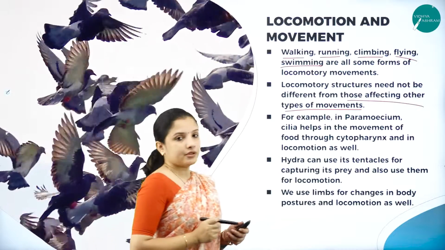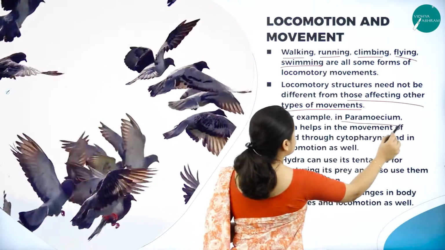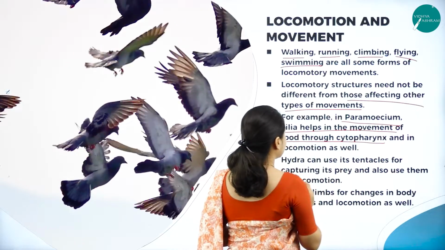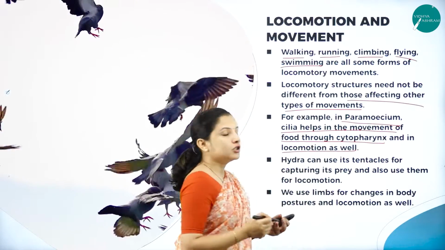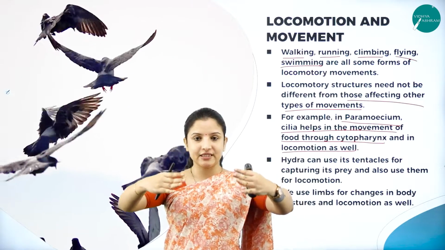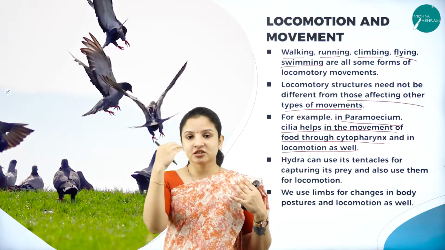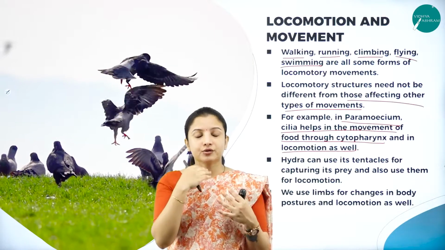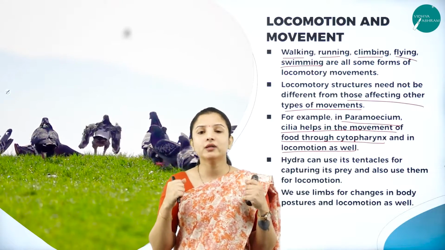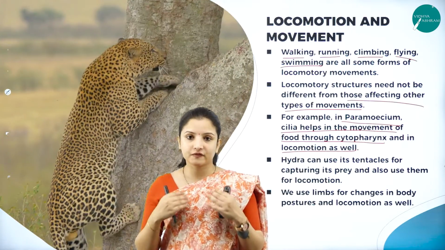So for example, we'll take an example here. In paramecium, the cilia helps in the movement of food through cytopharynx and also in locomotion. So what happens here? We know that paramecium has cilia. So the paramecium has somewhat like a small groove-like structure, right? Through that groove, actually, the food enters into the paramecium. Now, how will the food enter into the paramecium? It is because of the movement of the cilia.